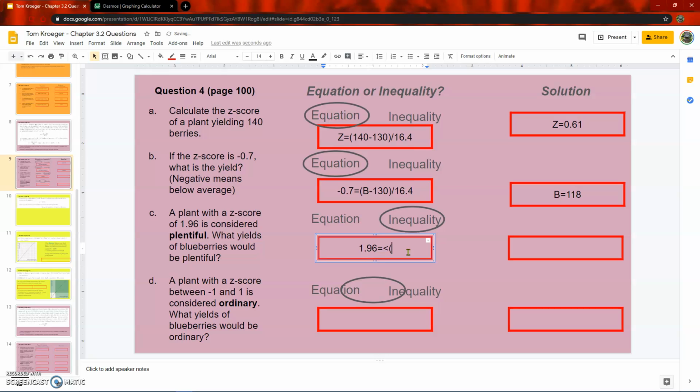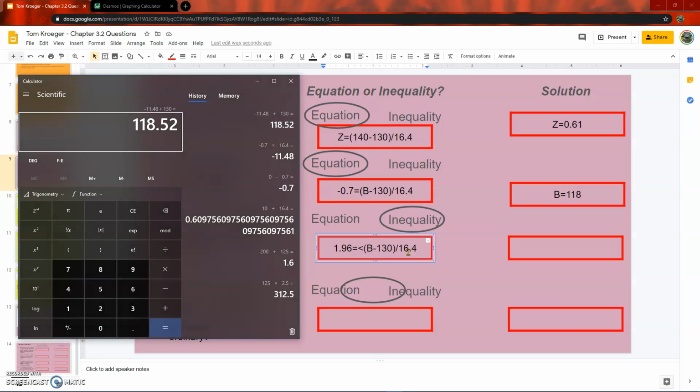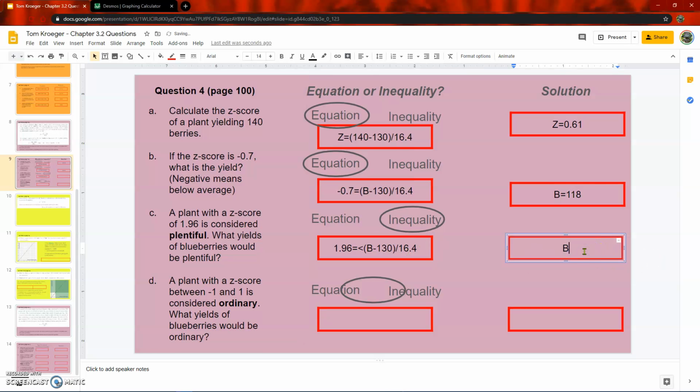And so again, we're going to have b minus 130 divided by 16.4, and that will give us what yield of berries will be more than 1.96. Okay. Let's go ahead and do that with the calculator. 1.96 times 16.4, right, plus 130 gives us 162. So the number of berries, the yield of berries, would have to be greater than or equal to 162 in order for us to get that z-score or higher.